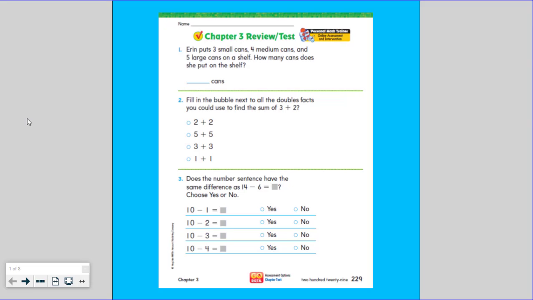So today we're going to be working through our Chapter 3 review for our test. You should be on page 229. We're going to go through 4 pages together. So let's start on page 229.